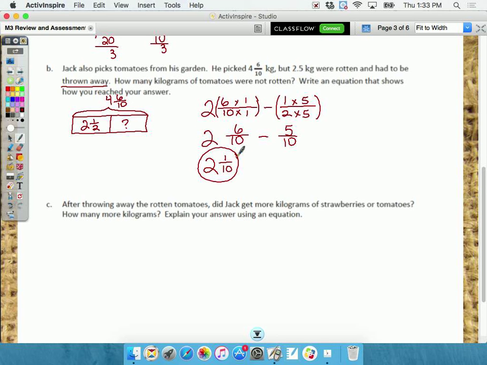You know, I keep forgetting to write my sentences, boys and girls. Wait. That's how many were not rotten. So now, I really kind of think Jack needs to get out there and pick tomatoes more often. What do you think? So they don't get rotten so fast.